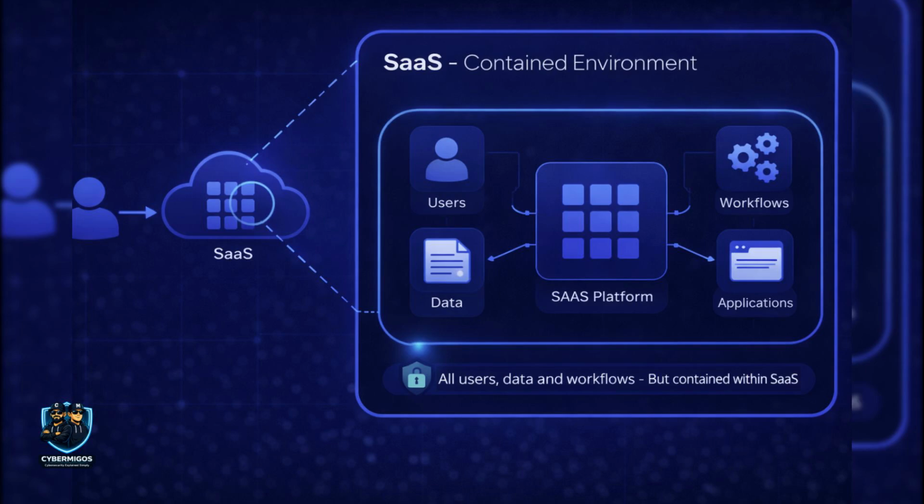A SaaS application, software as a service, is a complete application delivered over the internet. You don't install it, you don't manage it, you just log in and use it. With SaaS, everything lives inside that platform. Your users, your data, and your workflows all sit within a single environment. That means everything is contained and structured in one place.